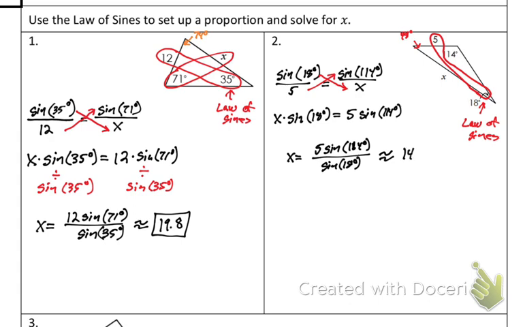14.8. Can I get a second on 14.8? All right, a lot of hands went up. So we have 14.8. That is our side length. So that is how we find our side length.